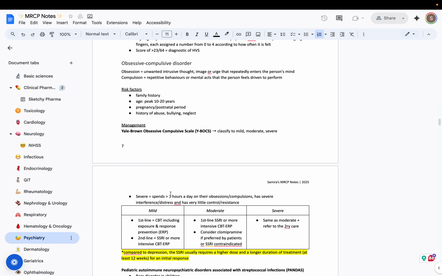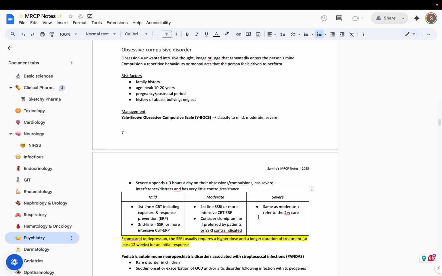Severe is when the patient spends more than 3 hours a day on their obsession, and it has severe interference, and there's very little control or resistance. The treatment would be, let's go from mild to moderate to severe. Mild would be CBT, including exposure and response prevention. The second line would be an SSRI or more intensive CBT ERP.